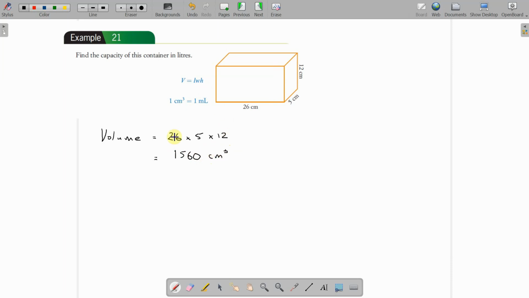So that's our volume, and you need to do that before you can get the litres. Remember I said there are 1,000 cubic centimetres in 1 litre, so you divide that by 1,000. That gives 1.56 litres. So that's how you do that one.